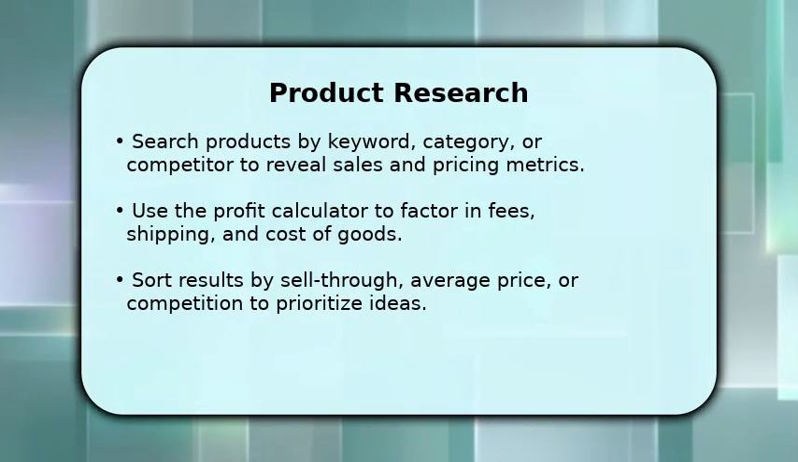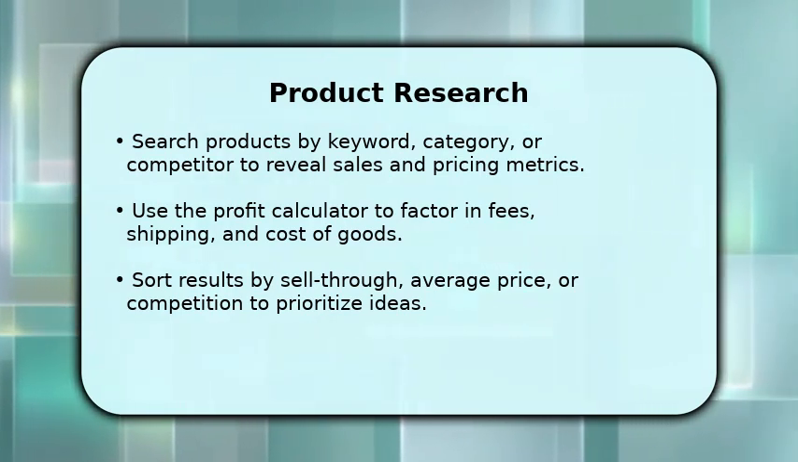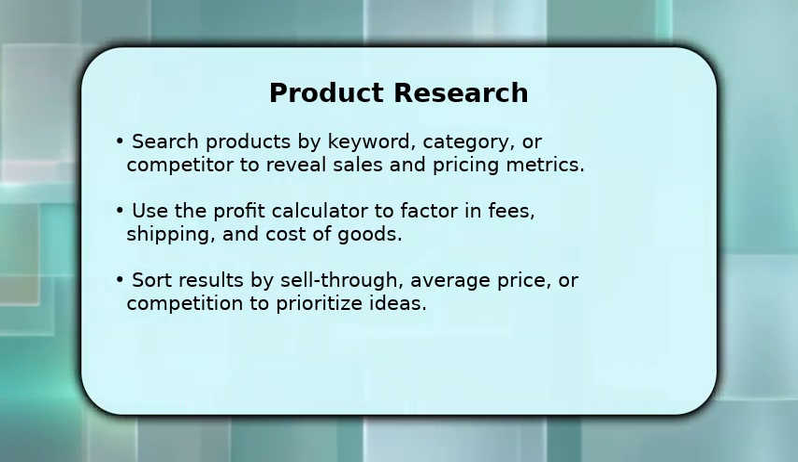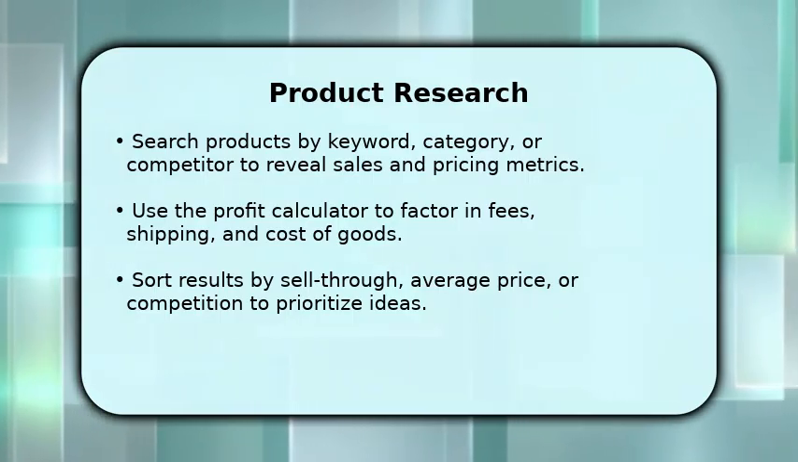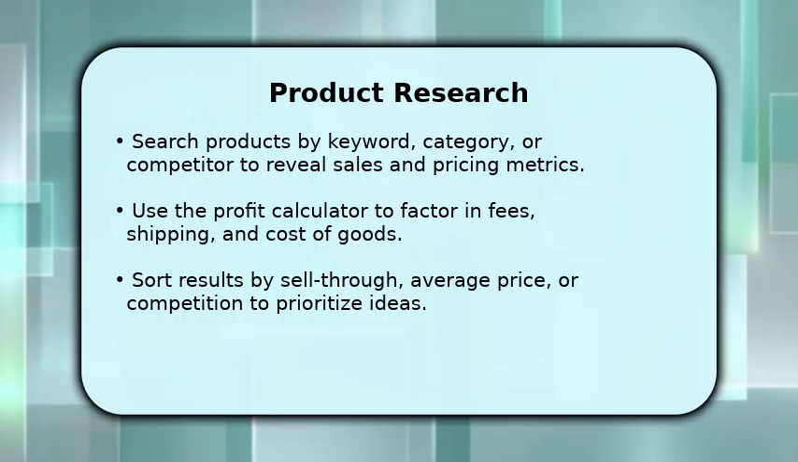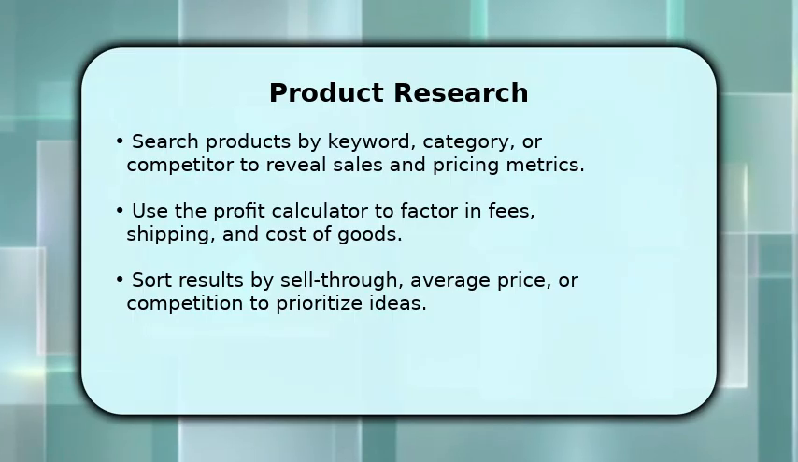Open the Research tab and enter a clear keyword for your niche, then review sell-through and average price columns. Click individual listings to see sales history, competition level, and pricing trends. Use the built-in profit calculator to include fees and shipping costs so margins are realistic.